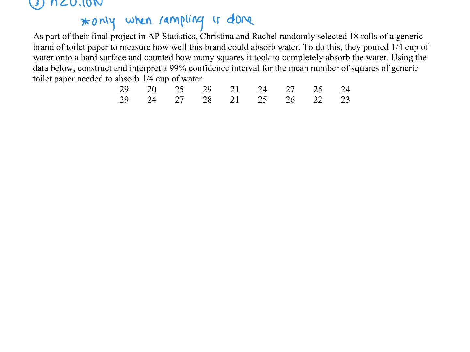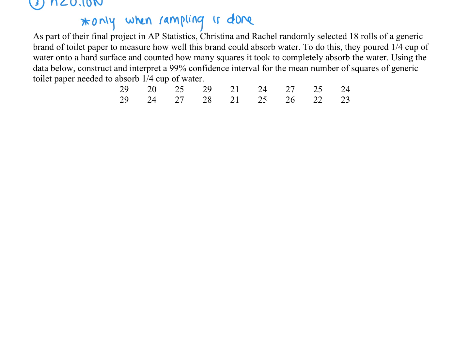Okay. As part of their final project in AP Stats, Christina and Rachel selected 18 rolls of a generic brand of toilet paper to measure how well this brand could absorb water. To do this, they poured 1/4 cup of water onto a hard surface and counted how many squares it took to completely absorb the water. Using the data below, construct and interpret a 99% confidence interval for the mean number of squares of generic toilet paper needed to absorb 1/4 cup of water.